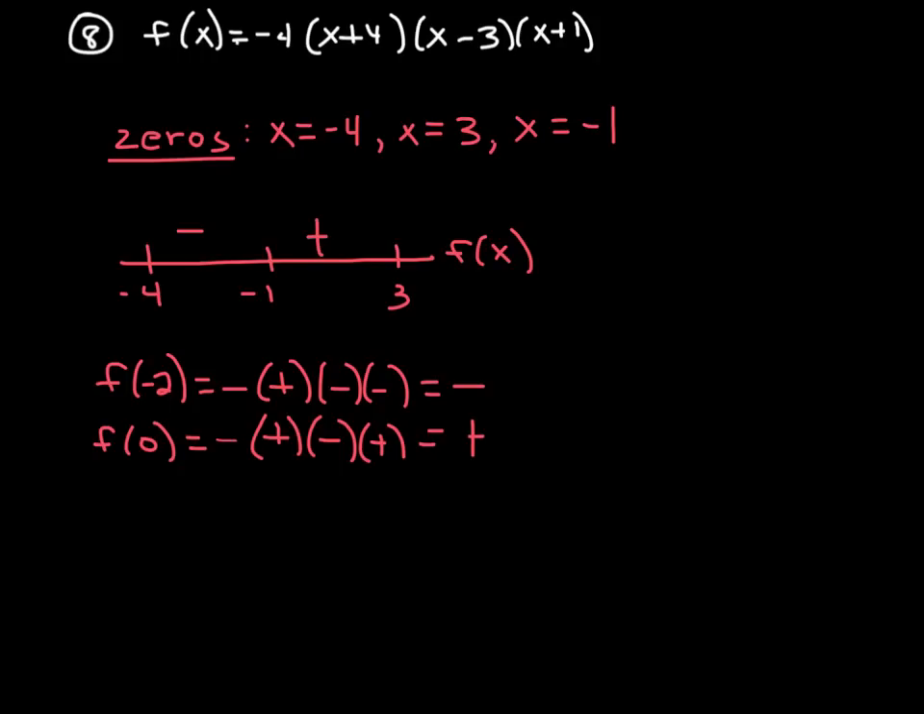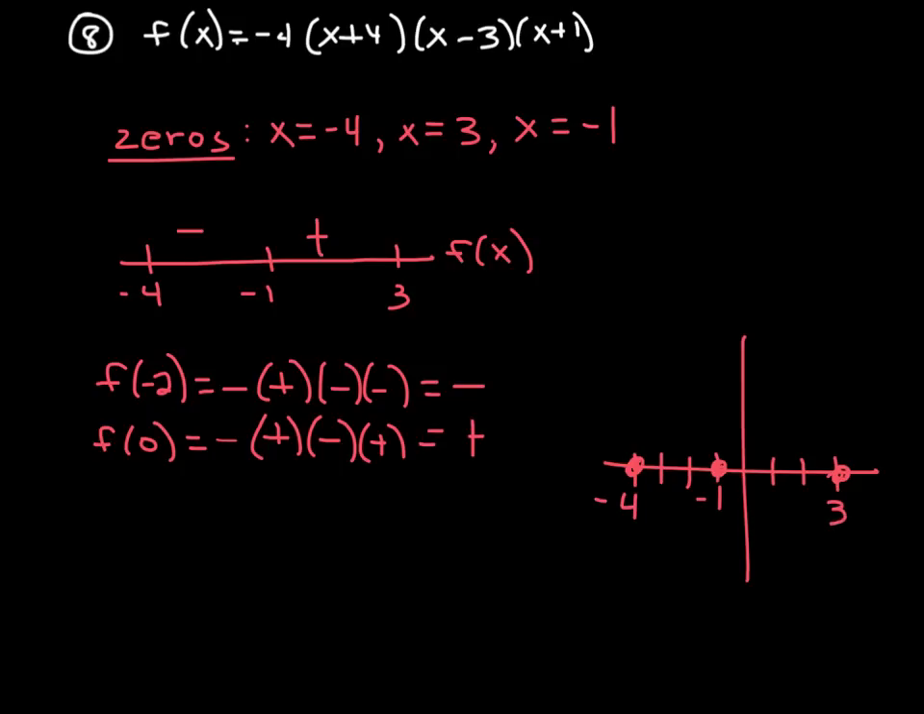Okay, so time to graph this. Once we have our sign chart made, the graph is pretty straightforward. We're going to set up an x-axis and a y-axis. And we know that our graph goes through the x-axis at -4, -1, and +3. If you want to label those, you can.